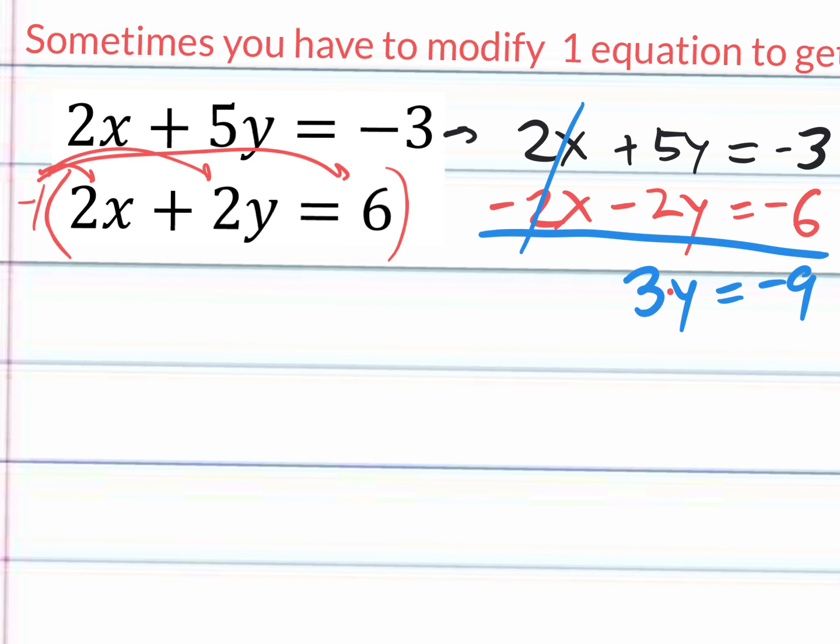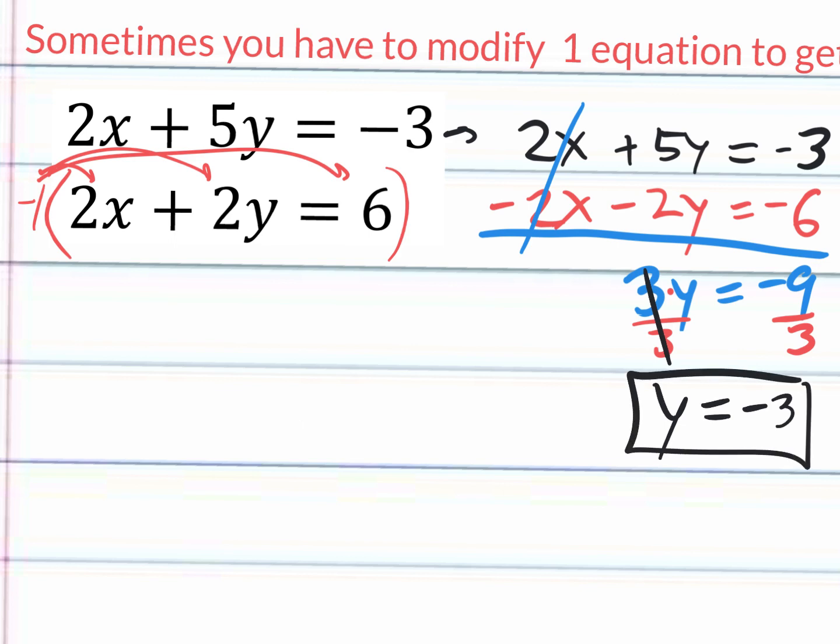How do I get rid of the multiplication of 3? Divide by 3. So here's my answer. Y, because it canceled out, equals -3. Okay, y equals -3. I have one answer. I need the other. All I have to do is plug it into any equation I want.